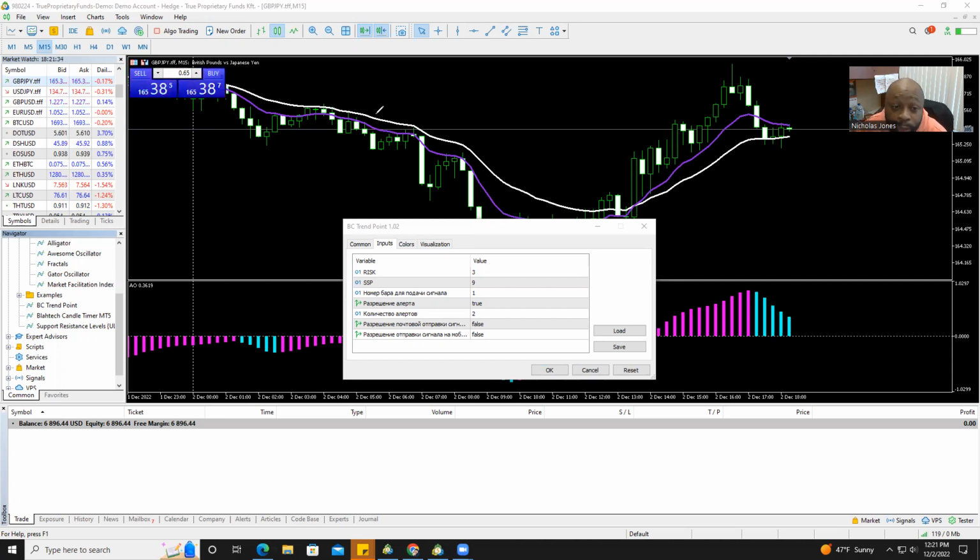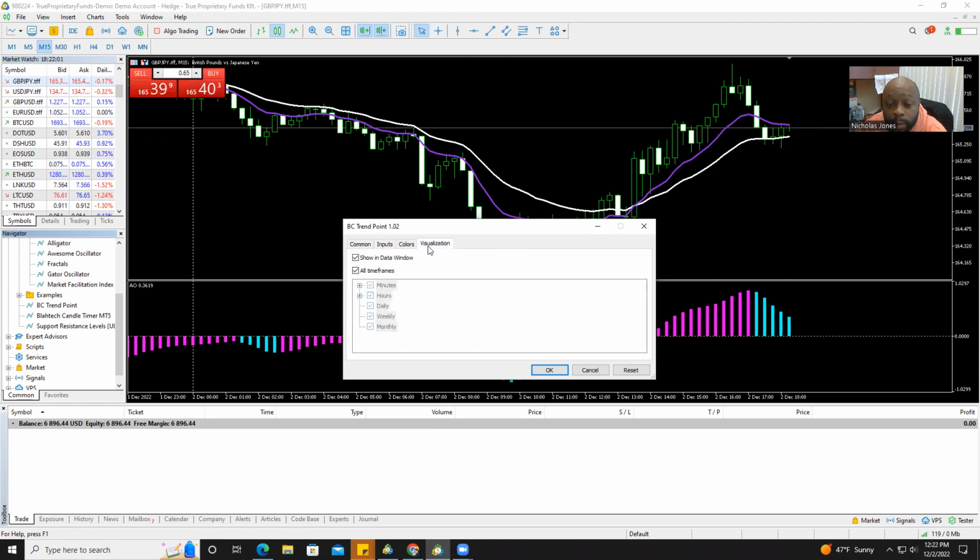So let me show you. You drag your BC trend point indicator to the screen. You're going to go here. And in this area, you double click where it says SSP. We're not changing anything else but the SSP, right? So we go SSP and we're going to do 17. We type 17 here, right? Now we're going to go here and we're going to find this here.